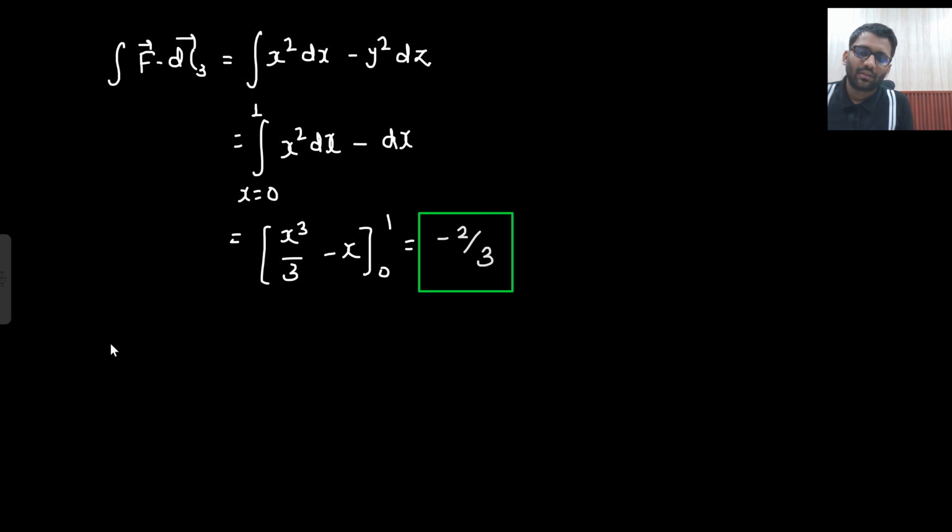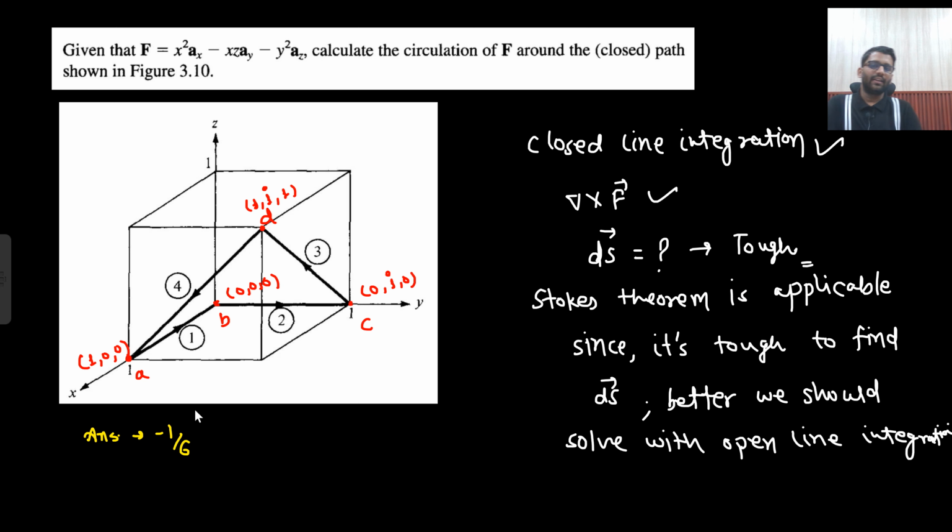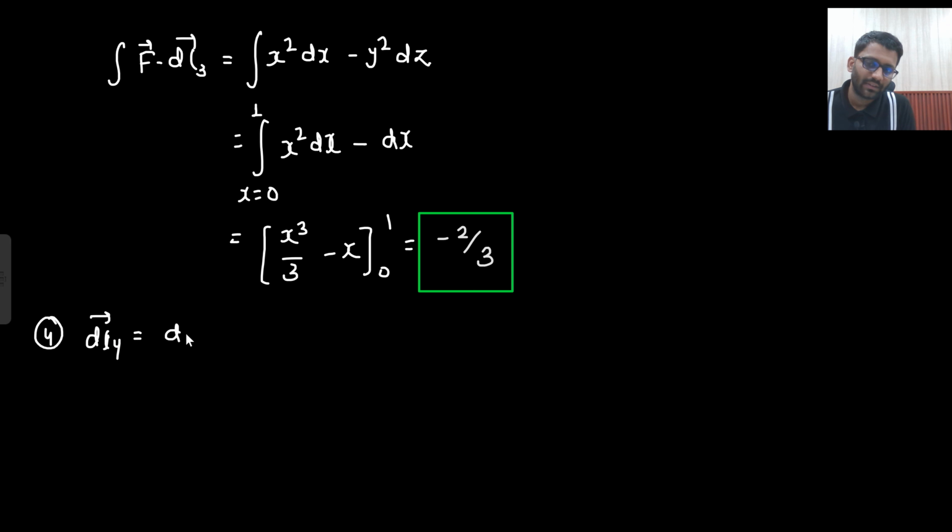Okay. Think about DL4 on your own. You should be able to think. DL4, this is the fourth one. So what all things are changing in DL4? What is constant? X is constant. What all things are changing? dy and dz, y and z are changing. So dy ay cap plus dz az cap.